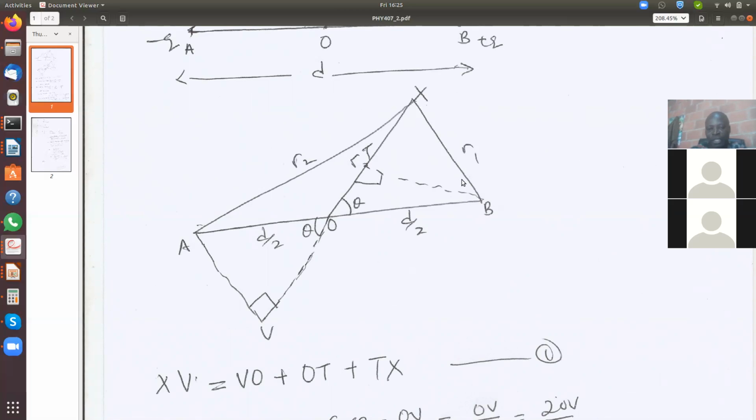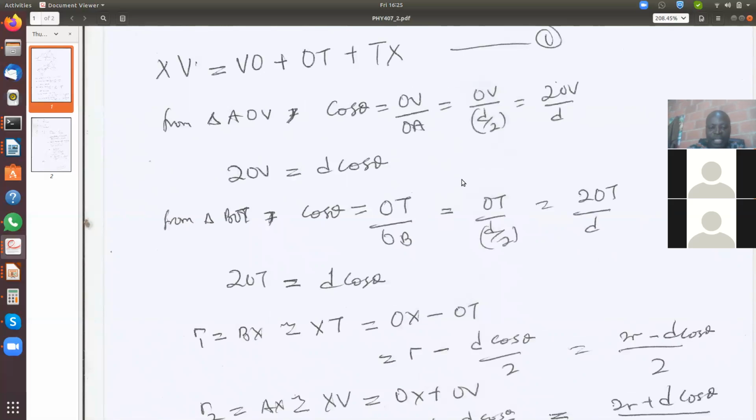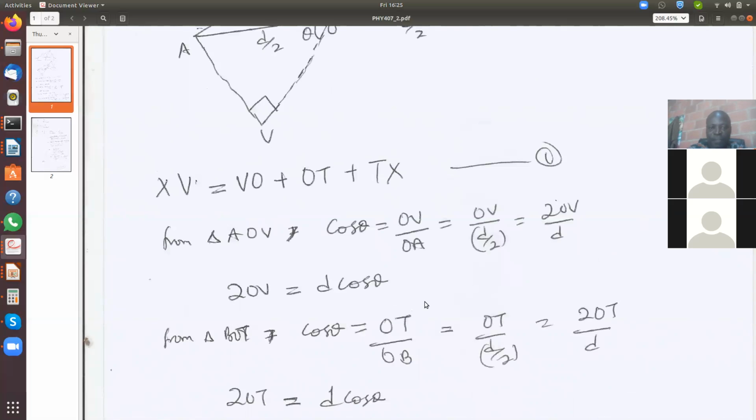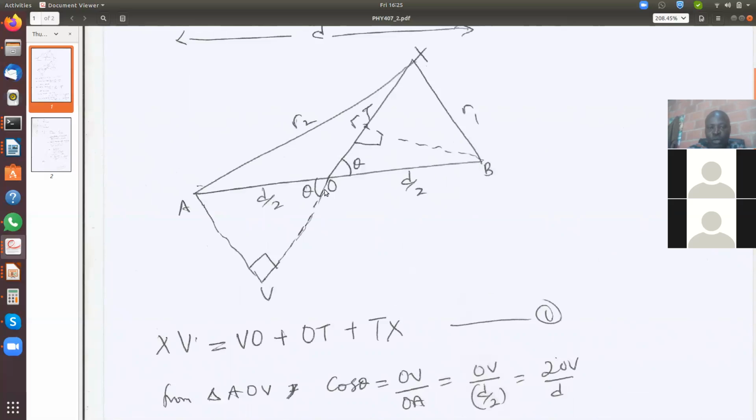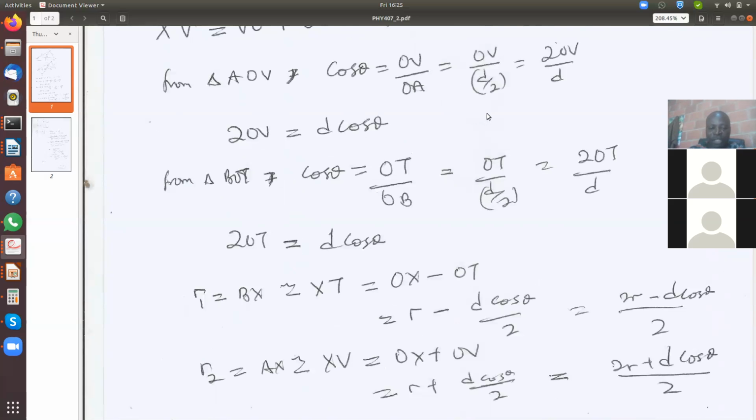If that assumption is taken into consideration, then we can say that, since from X to O we have OT in between, if you take this OT away from X to O, you get what R1 is. And that is what gives us this. XT is now equal to OS minus OT. So OS is R, then minus D cos theta over 2, which is this one.